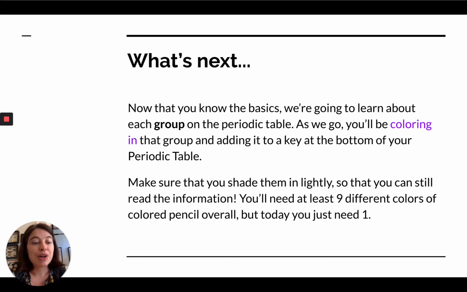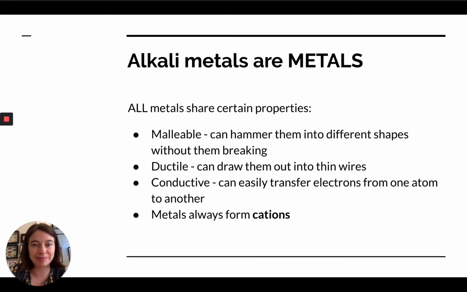So, what's coming up in our class? We are going to be learning about the different groups on the periodic table. So when we're done, this whole thing is going to be entirely colored in. And a few important notes about the coloring. Please make sure that you are shading things in really lightly so that you can still read what's written on your periodic table. The goal is to make this extra useful, not to black it out so that you can't read anything. So make sure you've got your colored pencils set.